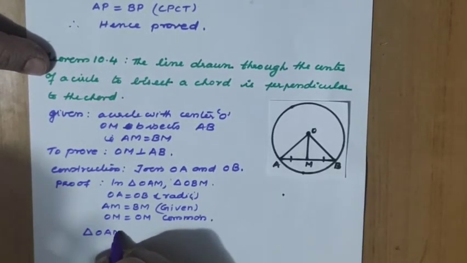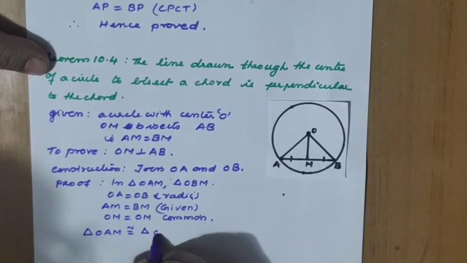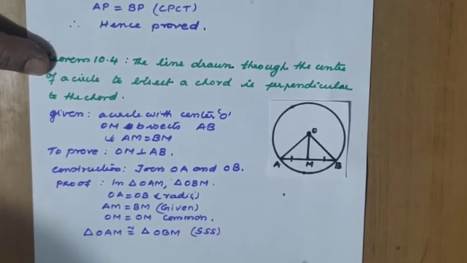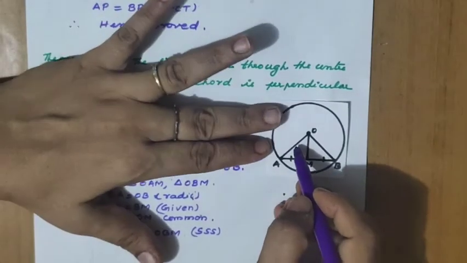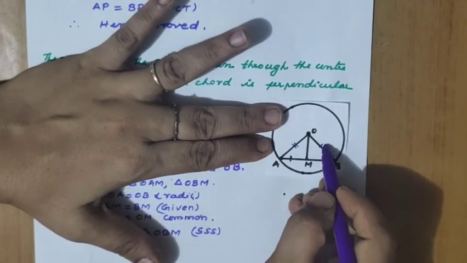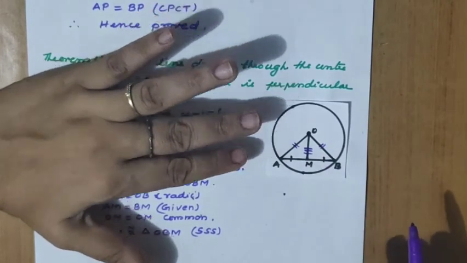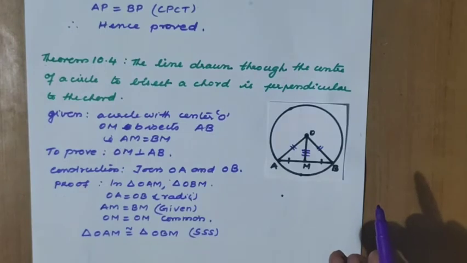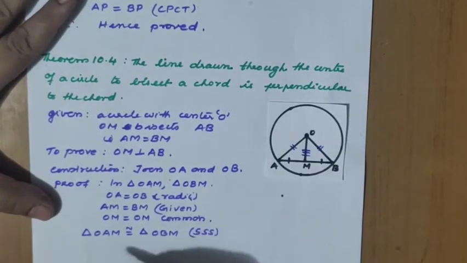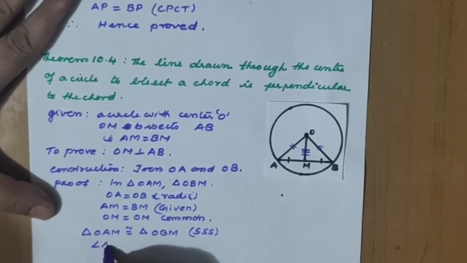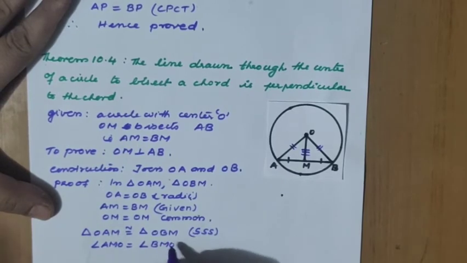Triangle OAM is congruent to triangle OBM. This time which criteria? SSS. OA, the side you can see. Then the third side is common. Already AM and BM is given in the question. All the three sides are used here. So SSS criteria, these two triangles are congruent. Now what you can say about angle AMO? Angle AMO equal to angle BMO, CPCT.